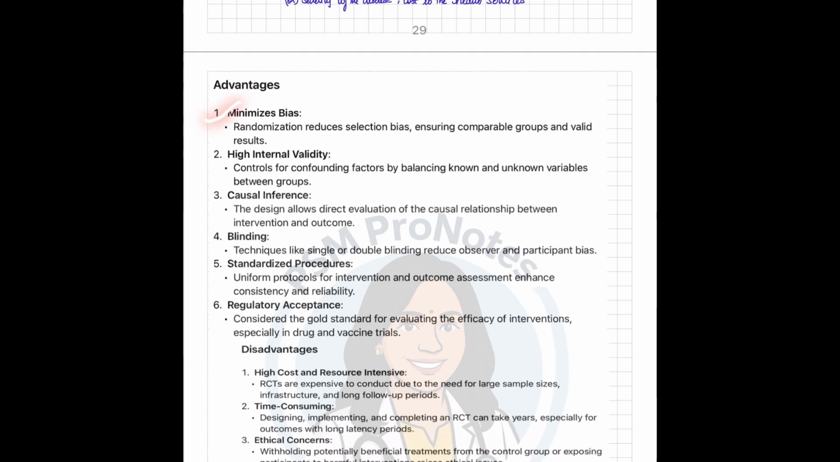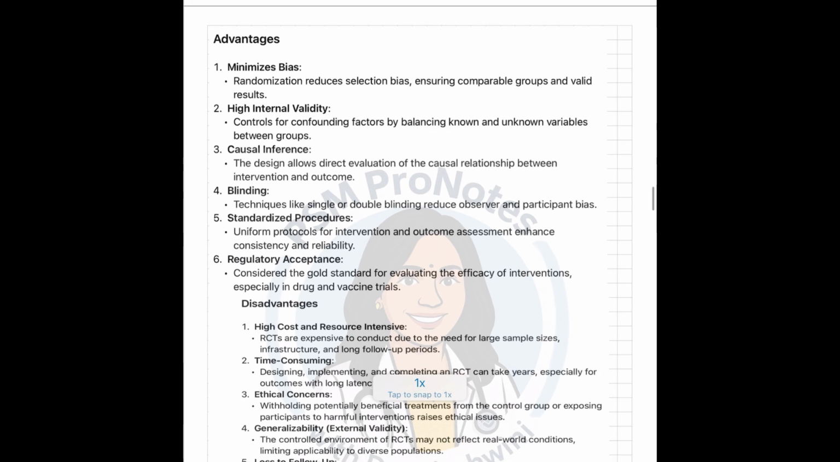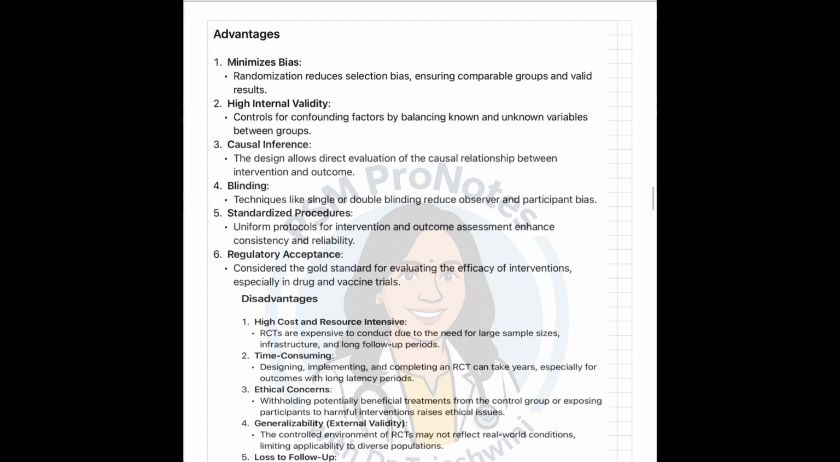Advantages of RCTs. Minimizes bias. One of the most significant advantages of RCTs is that randomization minimizes selection bias, ensuring that the experimental and control groups are comparable. This makes the results more reliable and valid. High internal validity. RCTs offer high internal validity, meaning that we can be confident that the differences between the groups are caused by the intervention, rather than by external factors.